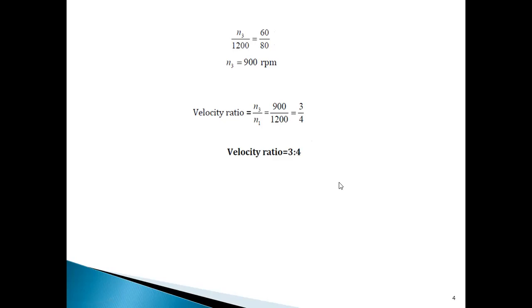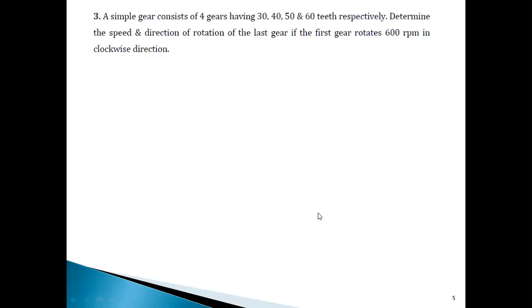So remember always, whenever a simple gear train is given, we can apply directly that the ratio of the speed of the driven gear to the speed of the driver gear is equal to the ratio of the number of teeth of the driver gear to the number of teeth on the driven gear, which we'll also see further on.